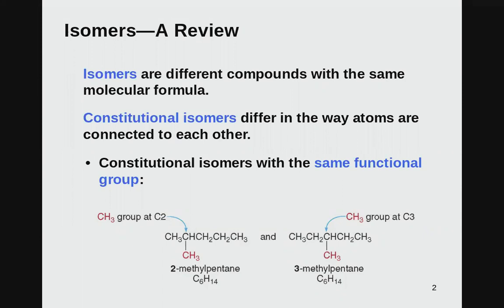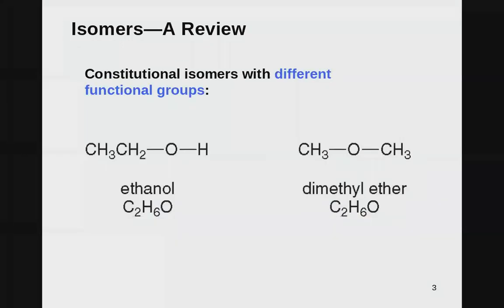So we can look at an example here. We have constitutional isomers. They have the same functional group. They have a methyl group here, but it's simply tacked on to a different carbon. So it's at carbon 2 here and carbon 3 here. So these are isomers, but they are technically constitutional isomers because they simply differ in the way that they're attached. We talked about this before. This is nothing new, but just a refresher.